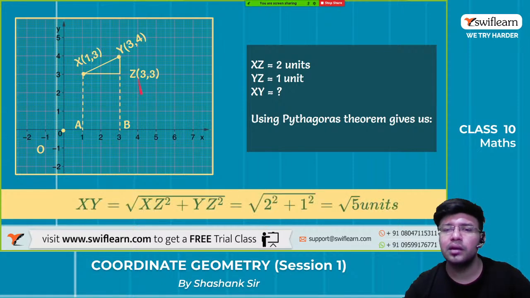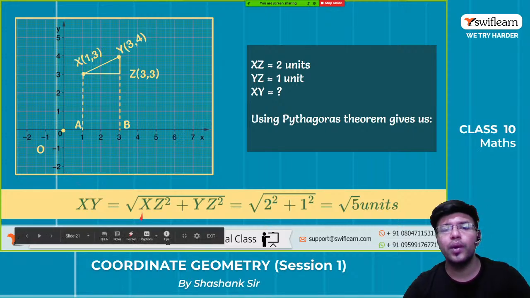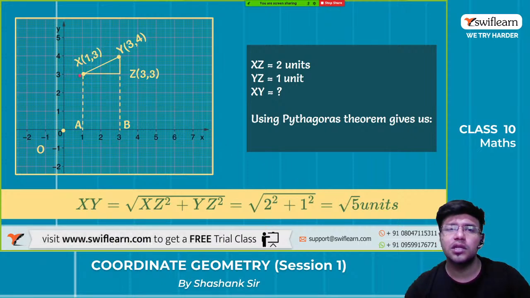Yes, we can. So XY is square root of XZ square plus YZ square. XZ is 2, YZ is 1. So 2 square plus 1 square is 5, and the square root remains. So XY is square root of 5. This distance is how much? It is square root 5 units, approximately 2 point something units.